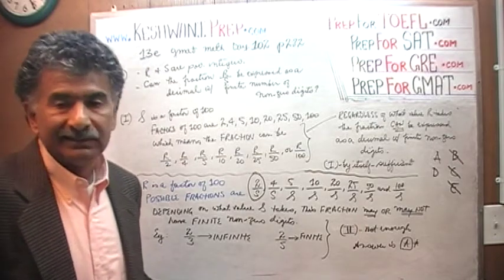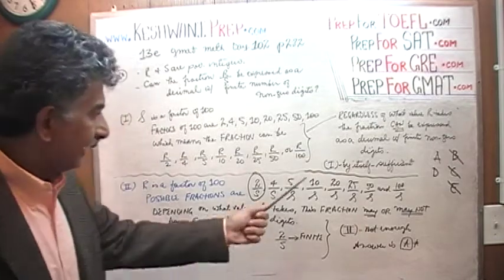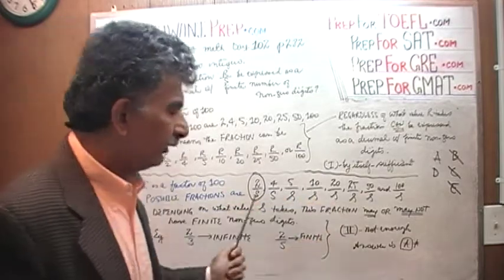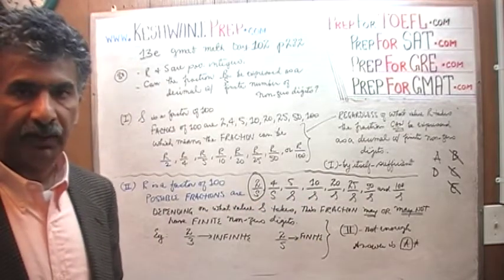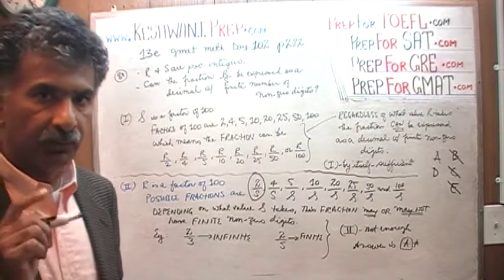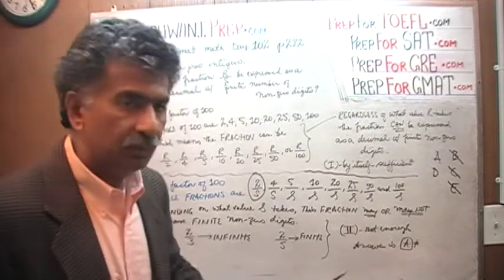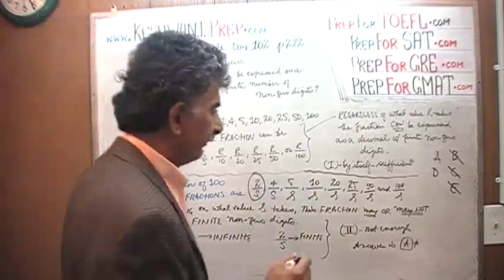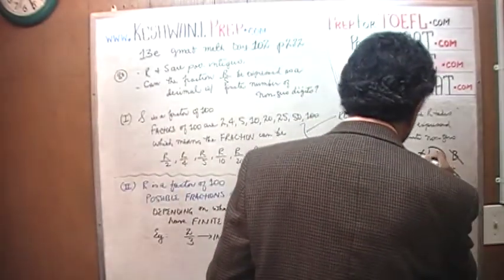So we don't know what S is. Without knowing the value of S, we cannot tell if any of these fractions will end up having a finite or infinite number of decimal places. Therefore, statement number two is not enough, and hence the answer is A. The answer is A.